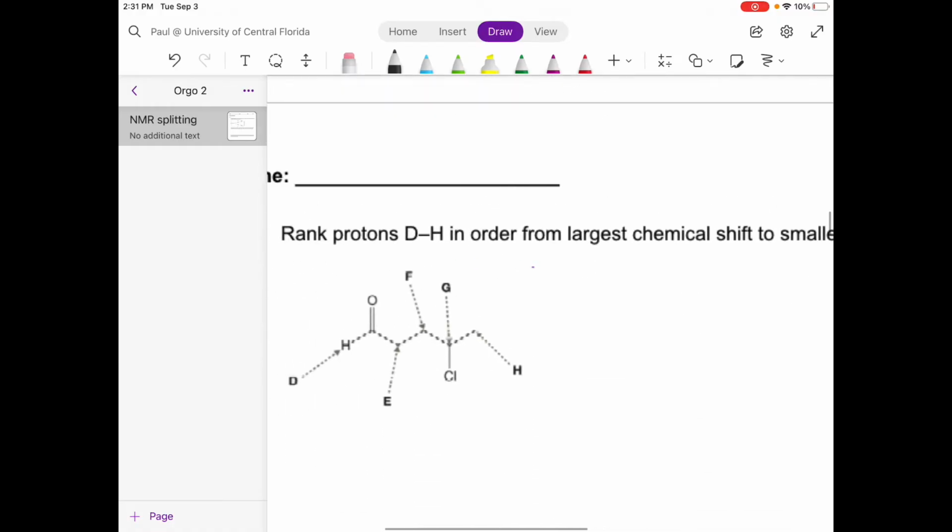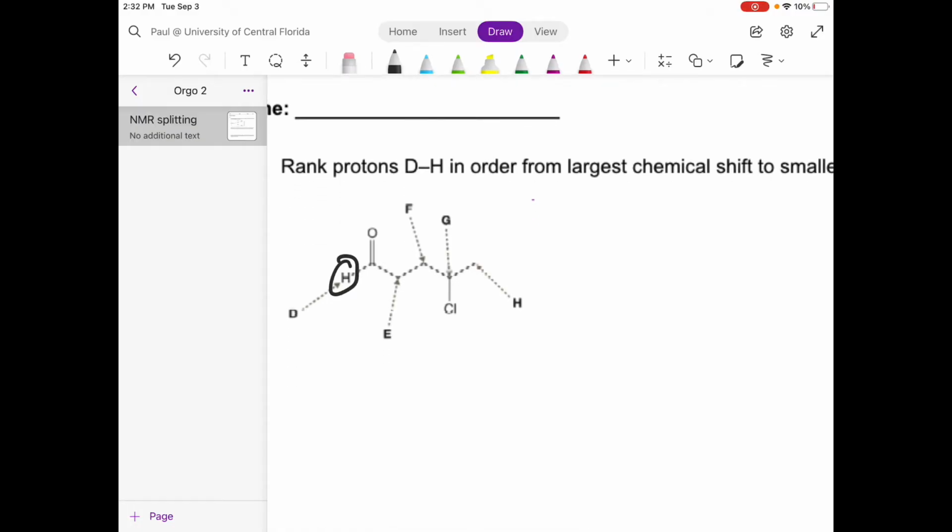Okay. Rank the protons from the largest chemical shift to the smallest. Well, when you go and look at your NMR tables for chemical shifts of protons, you'll notice that we have an aldehyde hydrogen there, and that's going to be the proton furthest downfield. That has a ppm of like 9 to 10. So we would have D with the greatest chemical shift. And then we have protons on carbon G that's directly attached to that chlorine. And so we would expect G to be the next one.